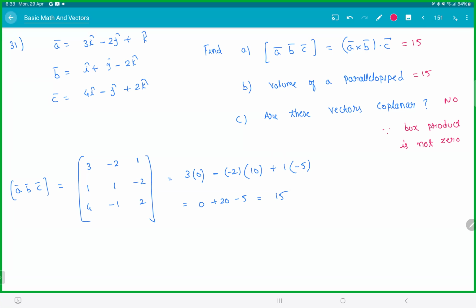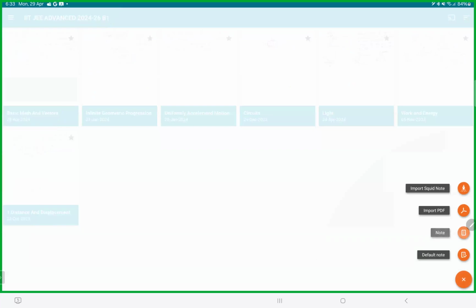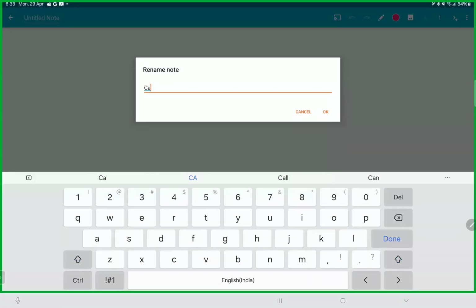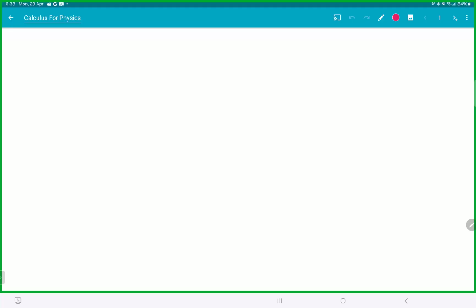The next chapter will be calculus, for physics. Again, we're not a max class. Max people will teach you this for almost 2.5, 3 months. But the problem is they'll teach you this in 12th.